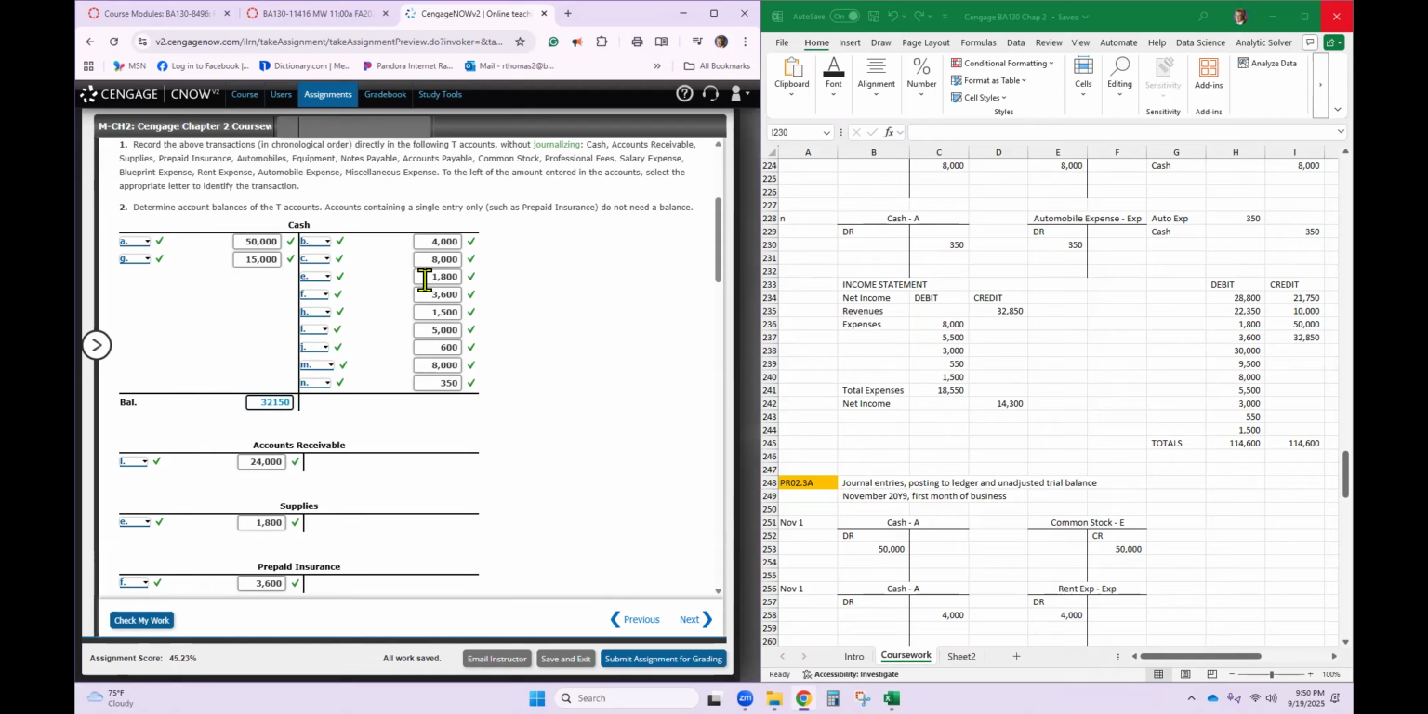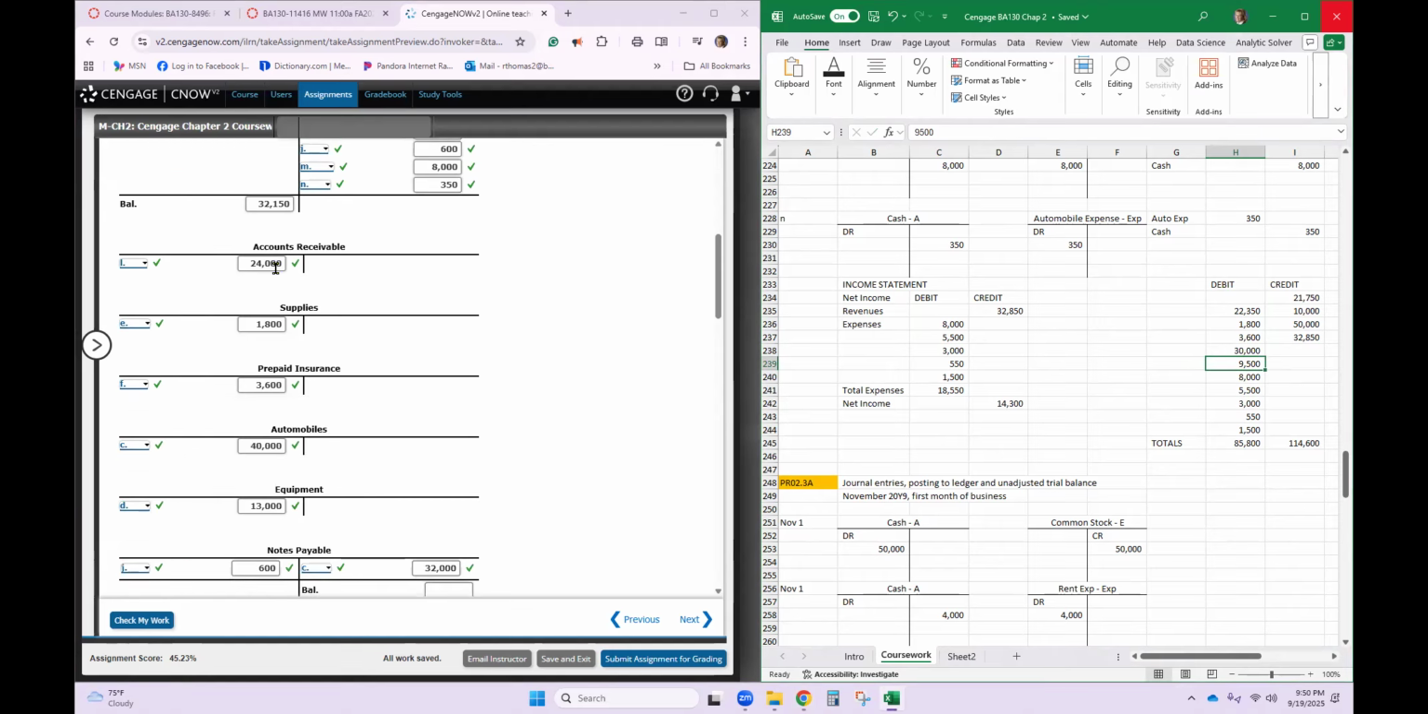sum of the debits and the sum of the credits. And when we did the math, we took the debits and subtracted the credits. We ended up with $32,150 in cash. Okay, so I'm not going to put that in yet. Okay, so hang on a minute.